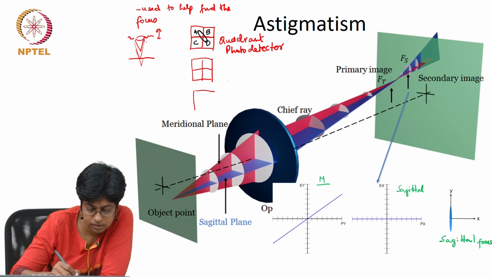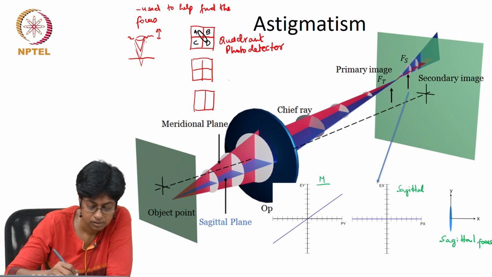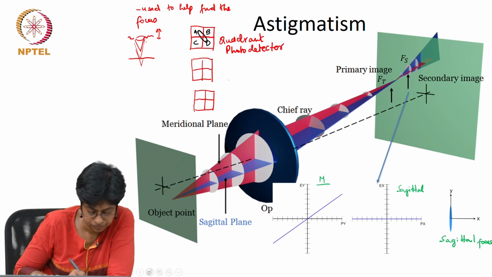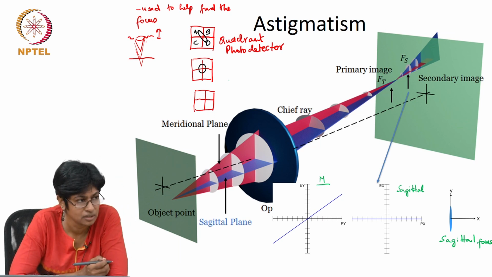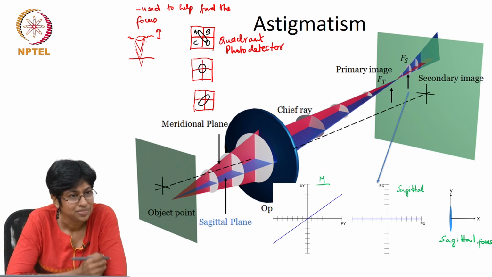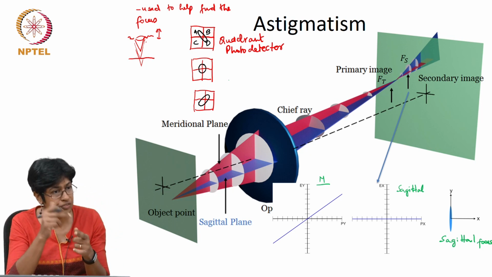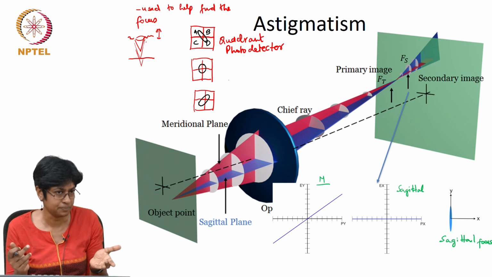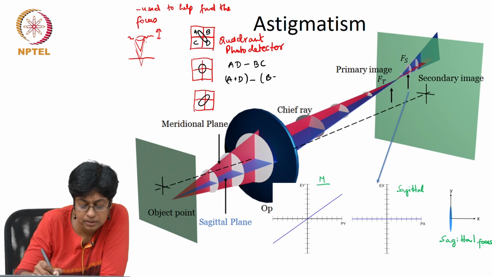If I move the lens further, I'm going to go through this region, and if I move it further, I'm going to go through this region. Now, the quadrant photodetector basically means you're able to acquire the image from each of these quadrants independently. And so people either do an operation of A+D minus B+C, or A plus D minus B plus C.